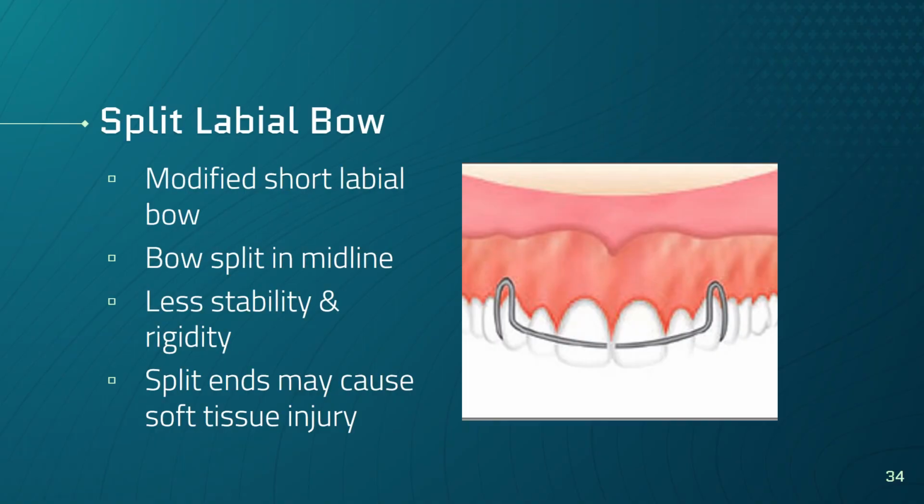Now, the split labial bow is a modified form of the short labial bow, where the bow is split or cut in the midline. Although the bow is more flexible by cutting it on the midline, it is less stable and less rigid. And these split ends may cause soft tissue injury.